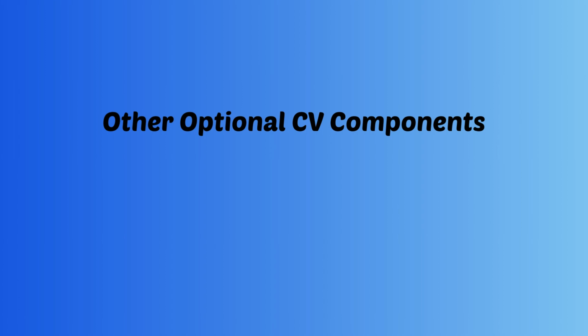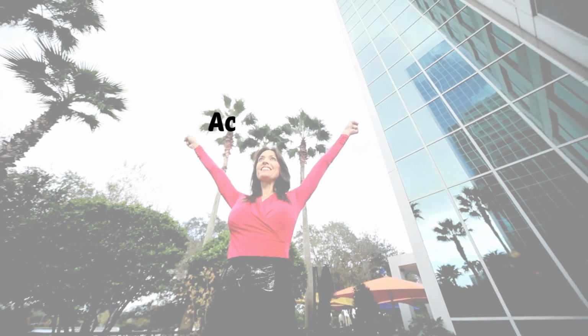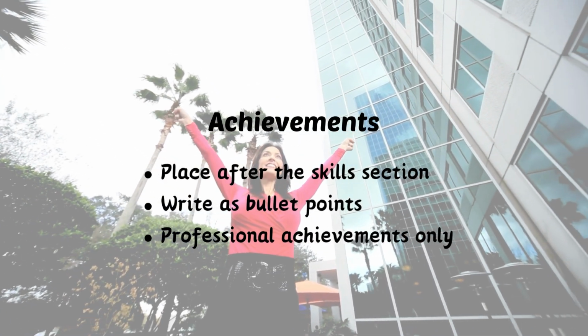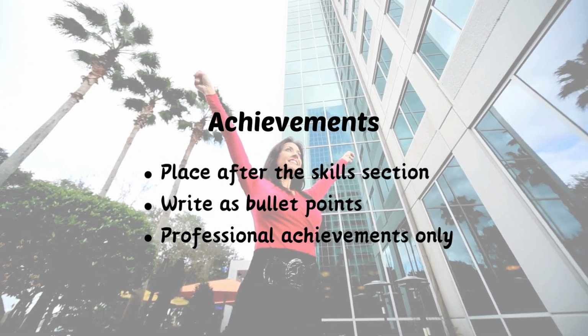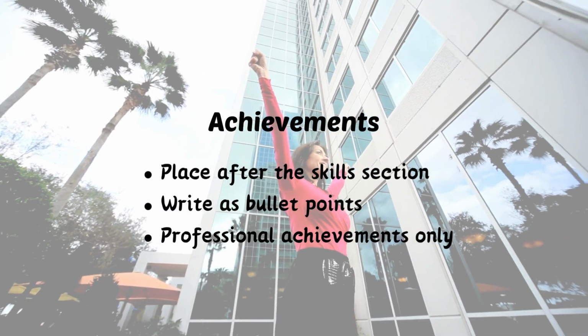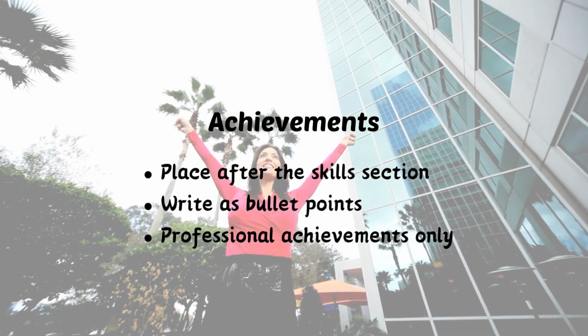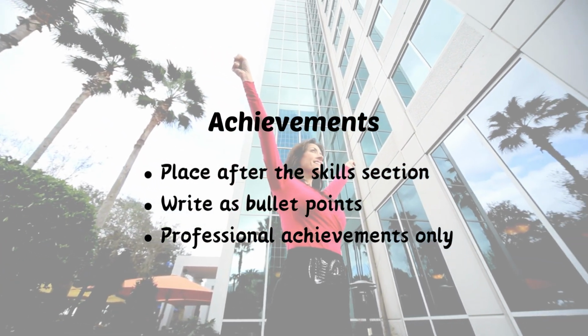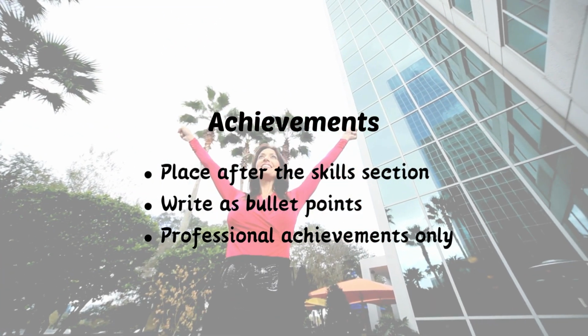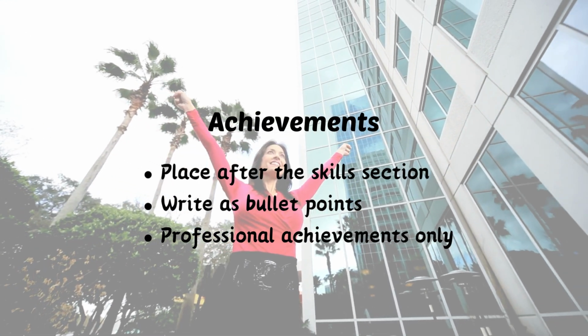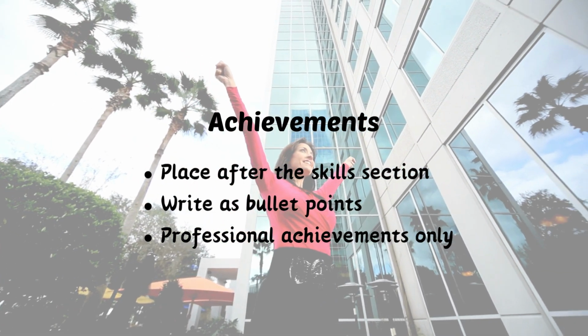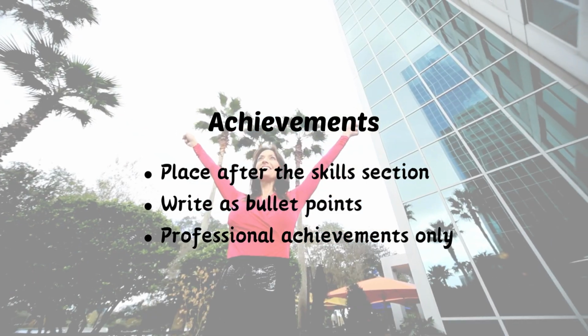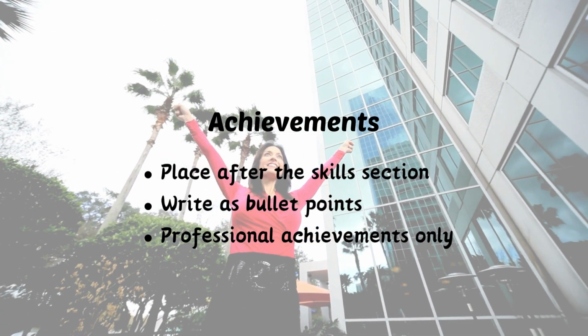Now, there are other optional components that you can add in your CV, such as achievements and your hobbies or interests. Let's speak about achievements first. So, you can include your achievements in the work experience section, like you did with your skills, or you can have achievements as a dedicated section. If you're going to have them in a dedicated section, then place this section after skills. When you're writing your achievements, you can write them as bullet points, like you did with the skills. And be sure to include professional achievements only, ones that are related to the job that you're applying for.